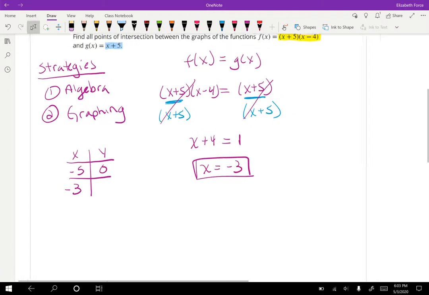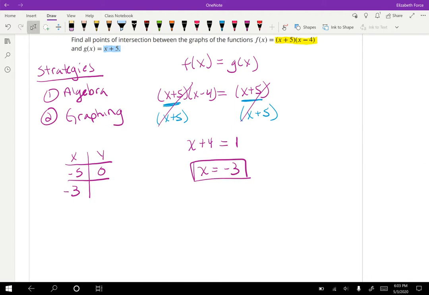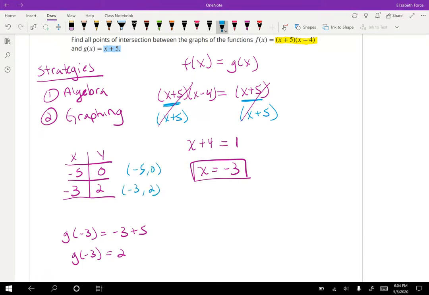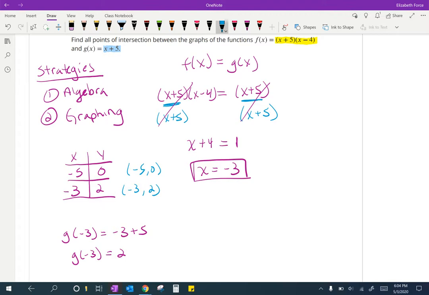To figure out the y-coordinate that they intersect at, I'm going to plug it back in, and I don't care which one you use because they're both going to be equal at this point at -3. So I'll use the simpler one, g of x. So g of -3, -3 plus 5, is positive 2. So I have my answer using algebra. And I'm just going to be safe and double check my work using Desmos.